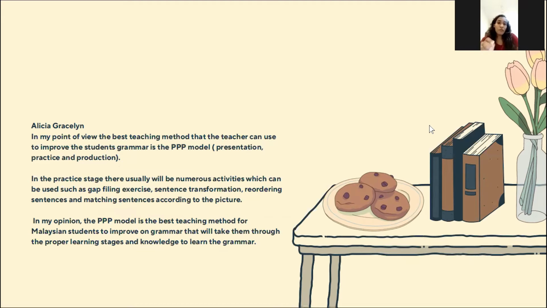Final point of view. In my point of view, the best teaching method that the teacher can use to improve the students' grammar is the PPP model: presentation, practice, and production. In this model, students will have control from the teacher in the beginning, and then they will have the freedom to do their work, their activities, and feel free to speak what is lacking in them. So mostly this PPP model is the best teaching method for Malaysian students to improve on grammar, as it will take them through the proper learning stages and knowledge to learn the grammar.